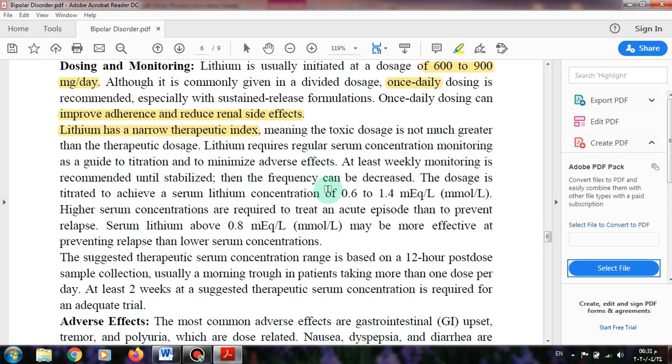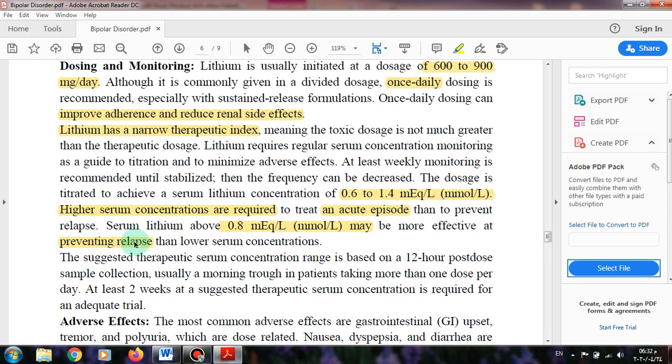Serum lithium concentration ranges from 0.6 to 1.4 milliequivalents or millimoles per liter. A higher concentration is often required to treat acute episodes, while a serum concentration of 0.8 millimoles per liter or more is effective for preventing relapses.